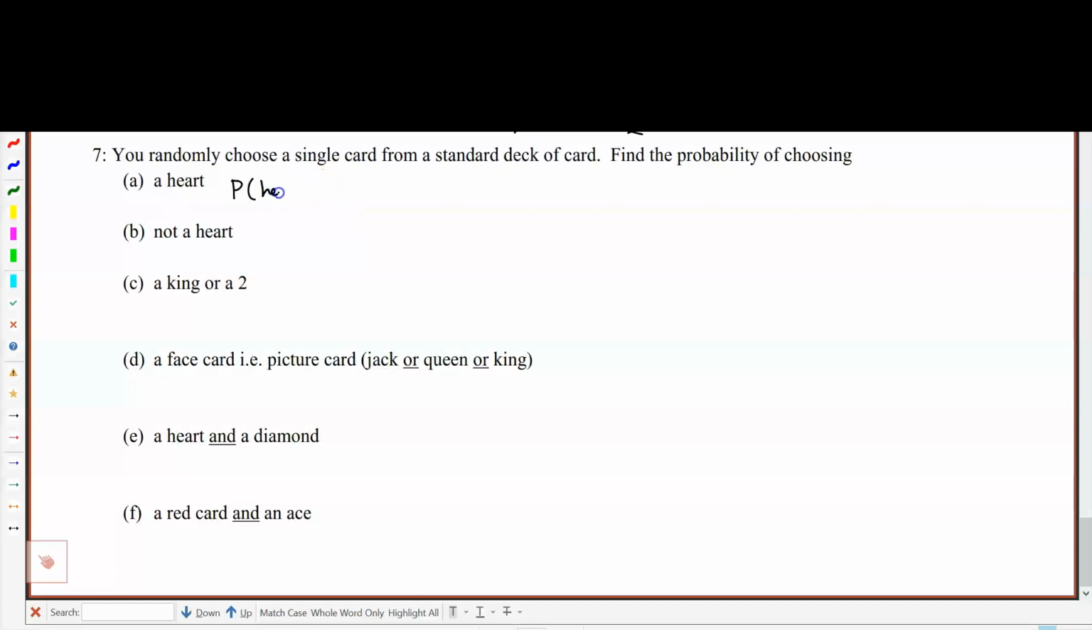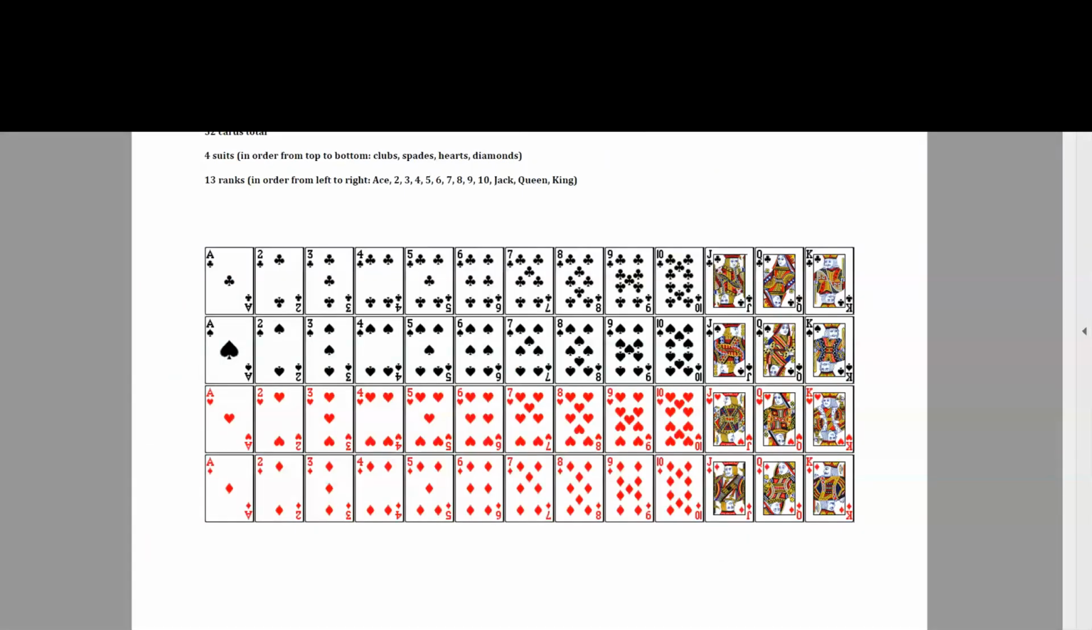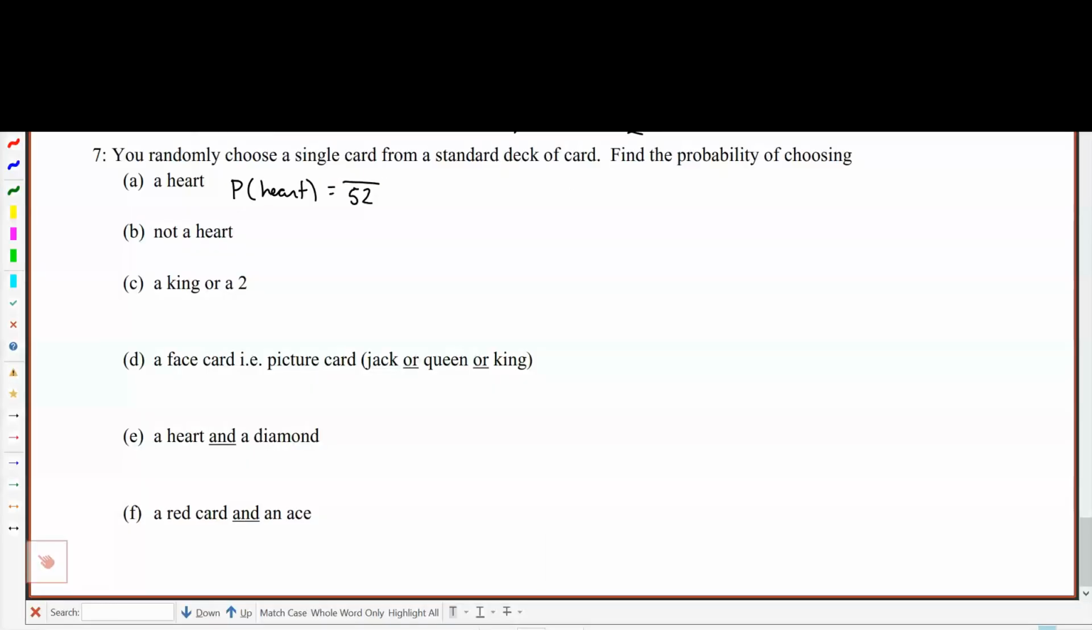All right, so the probability that we pull a heart. Keep in mind there are 52 cards total in the deck, so that'll always be your denominator when you're choosing a single card. There are 52 outcomes in the sample space. Now, out of those 52 outcomes, how many of them satisfy being a heart? Well, all of these have hearts on them, so how many cards is that? There'll be 13 cards that have a heart. So it'll be 13 out of 52, or 1/4 of the deck.